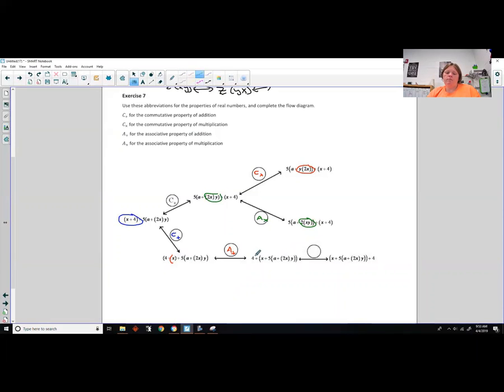Okay. Now this one, 4 is not in the same place, so I know something's been rearranged, so I know it's the commutative property. So it's a commutative property of what? It was 4 plus this, now it's this plus 4. So that rearranged addition, so it's commutative property of addition. Okay.